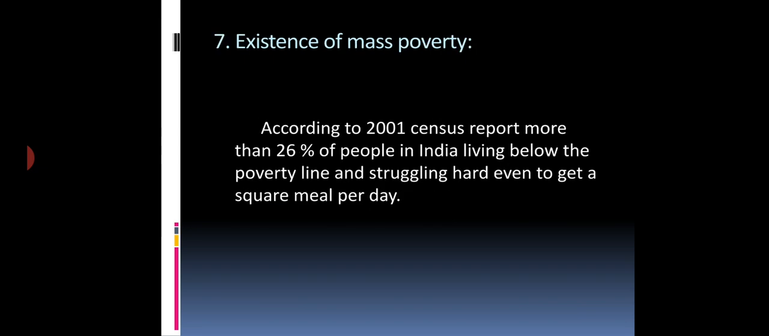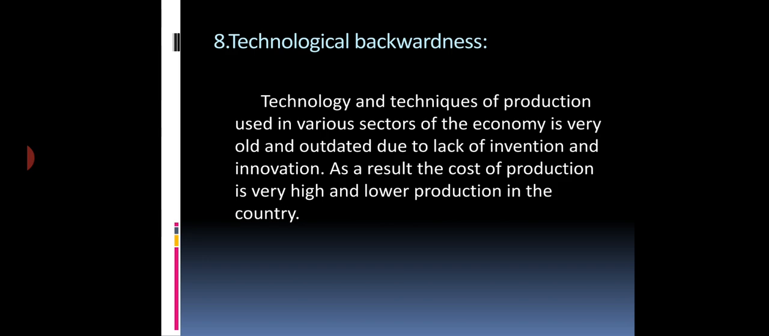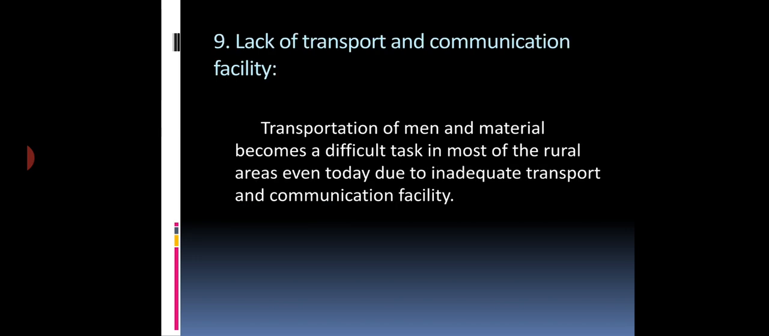The seventh one is existence of mass poverty. According to the 2001 census report, more than 26% of people in India are living below the poverty line and struggling hard even to get a square meal per day. The next one is technological backwardness. Technology and techniques of production used in various sectors of the economy are very old and outdated due to lack of invention and innovation. As a result, the cost of production is very high and production is low in the country.